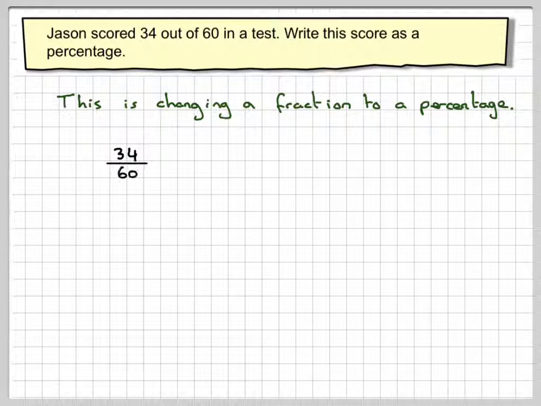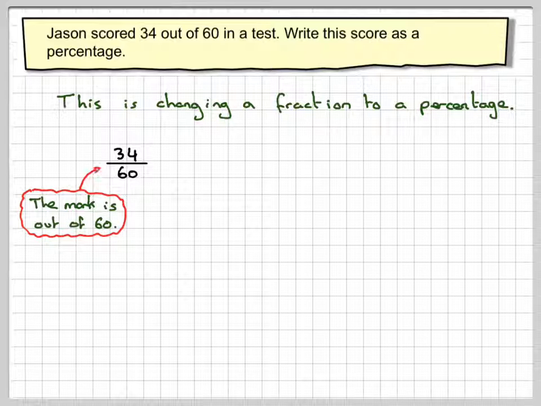So what you do is you write 34 out of its total. Jason scored 34 out of 60 marks. There were 60 marks altogether. And then in mathematics, "of" means multiply. So we want 34 out of 60 times 100 over 1, because we want 34 out of 60 as a percentage of 100%.